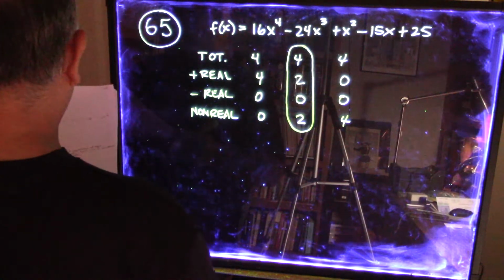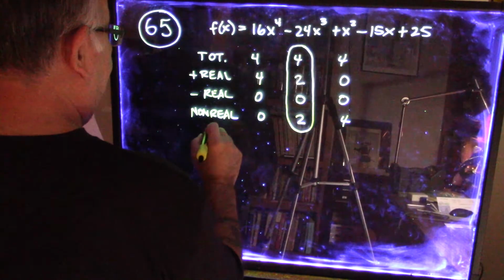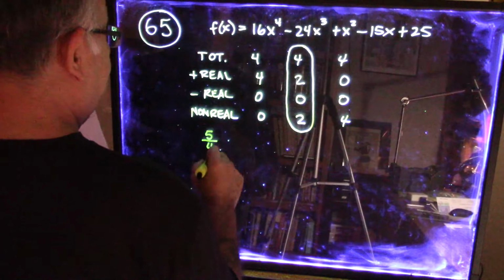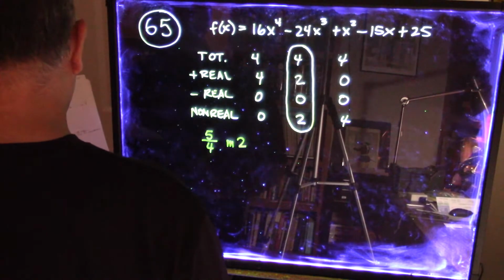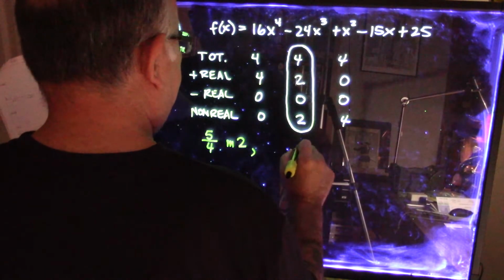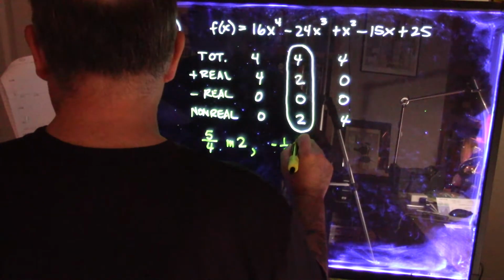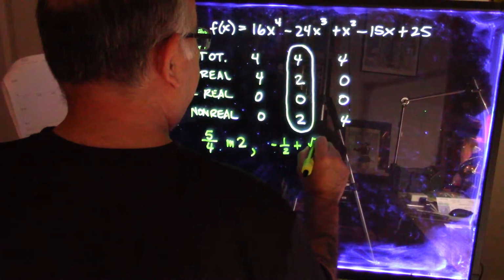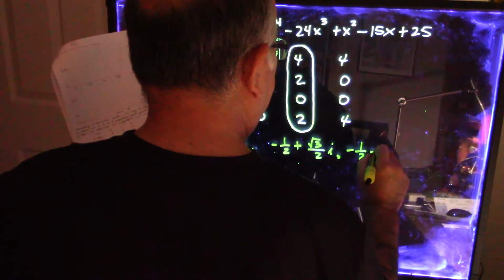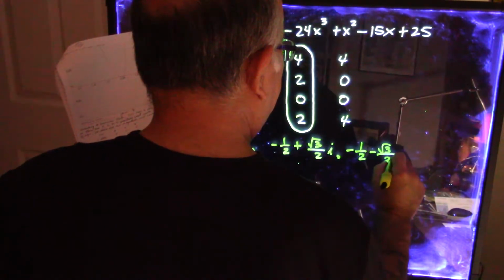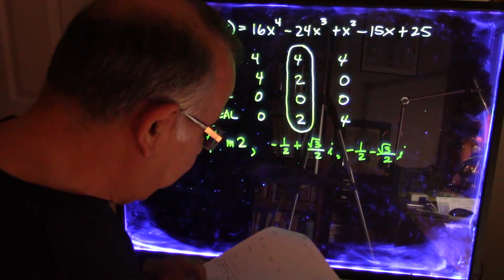Okay, so this turns out to be the case. 2 positive real roots, alright? And the zero we already found out was 5/4. That's only 1 positive real root, but it's a multiplicity of 2. 5/4 multiplicity 2, alright? And the other 2 non-real roots are negative 1/2 plus square root of 3 over 2i and negative 1/2 minus square root of 3 over 2i. Alright? So those are your 4 roots.